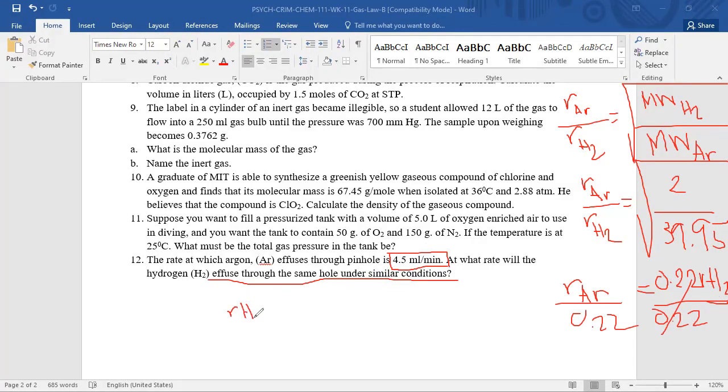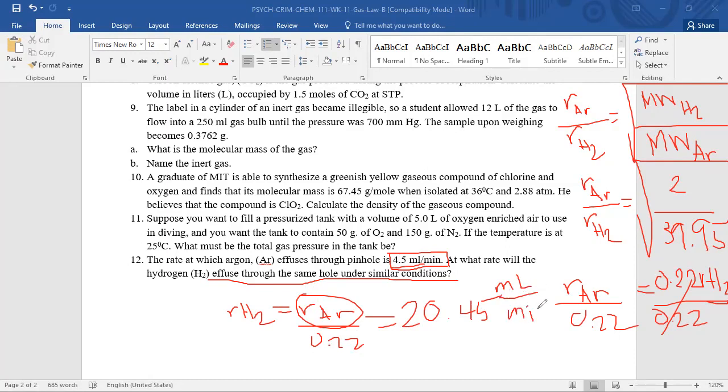So, magiging ano yan? R of H2 equals R of Ar divided by 0.22. Ano yung value natin nung rate for argon? Ito, 4.5. So, 4.5 divided by 0.22. Okay, natin na rate ng hydrogen is 20.45 ml per minute. Ayan. So, yan yung ating answer.